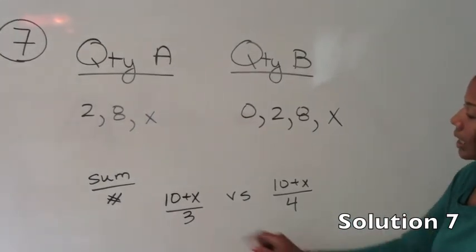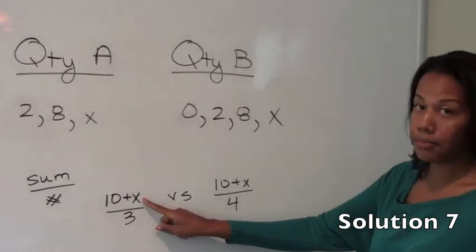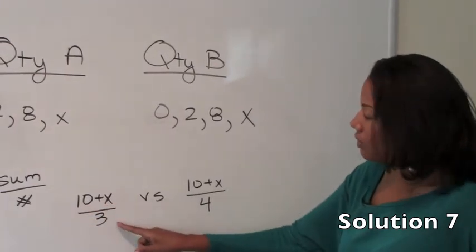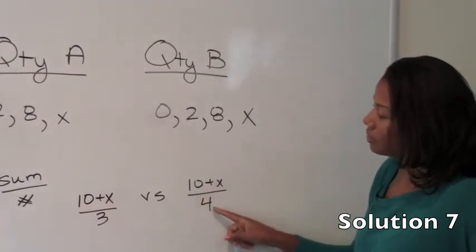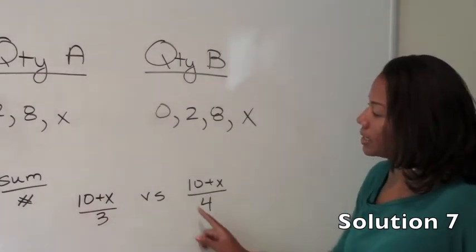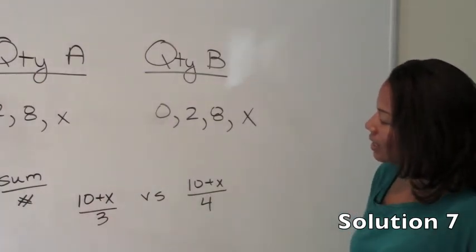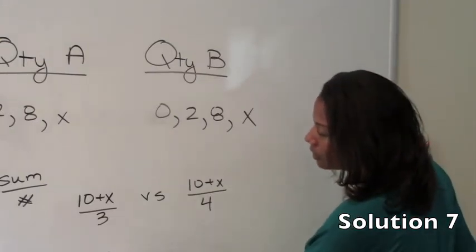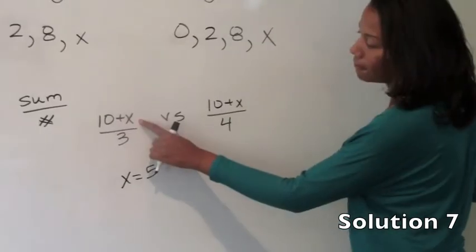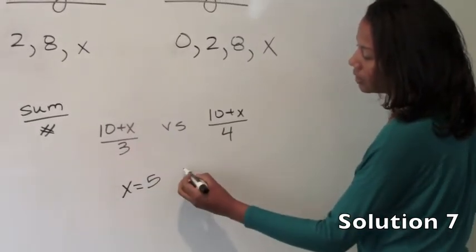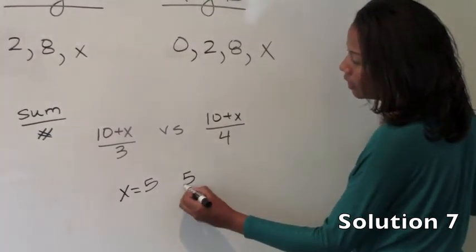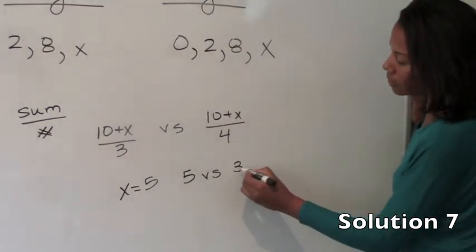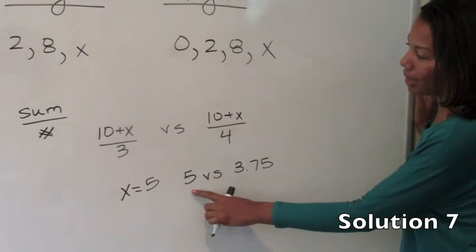So, for example, let's say that x is negative 10. If x is negative 10, then this numerator is going to be 0, and 0 divided by 3 is the same as 0 divided by 4. So the two answers could be the same. Now, let's say that x is 5. If x is 5, this column is going to be 15 divided by 3, so it's going to give us 5, versus this column, which is going to be 15 divided by 4, which I believe is 3.75. So column A is bigger.